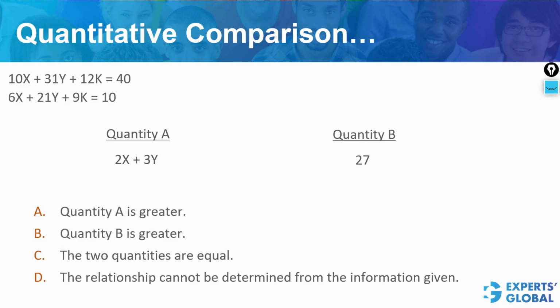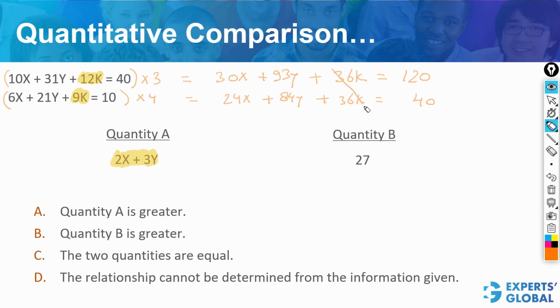Please pause the video and solve this problem. The question seeks the value of 2x plus 3y, so we should try to eliminate k from these two equations. So we multiply the first equation by 3 and the second equation by 4. Now k can be eliminated. We get 6x plus 9y equals 80. Therefore, the value of 2x plus 3y would turn out to be 80 by 3, which is just a bit less than 27 here. Therefore, quantity B is greater.